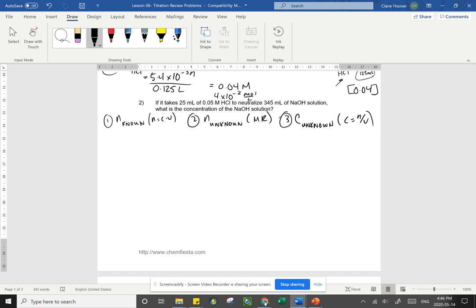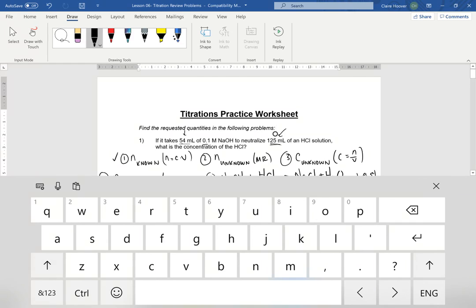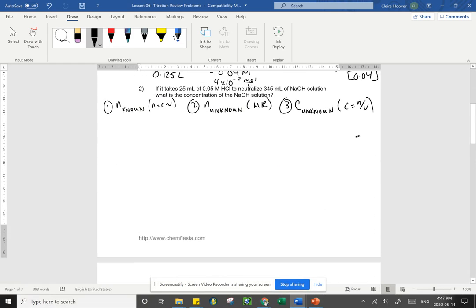Okay, so this time it says, if it takes 25 mL of 0.05 moles per liter HCl to neutralize 345 mL of an NaOH solution, what's the concentration of the NaOH? So this one's a little different, in that the base is unknown. So this time we would have our HCl up in our burette. The HCl we know is 0.05 moles per liter.